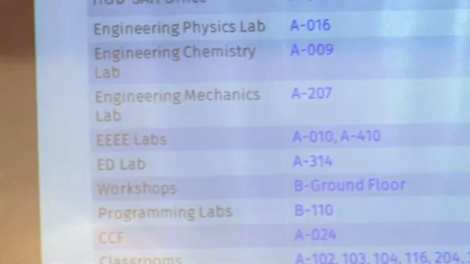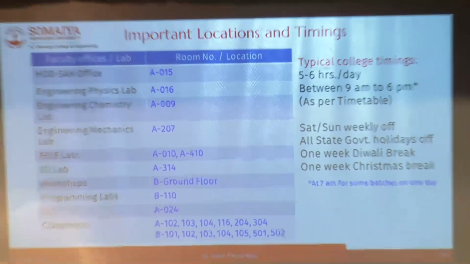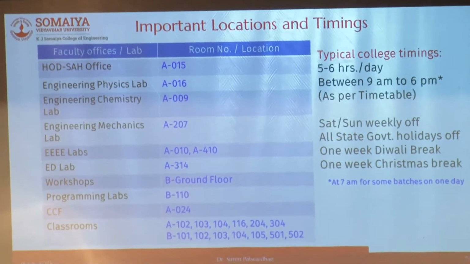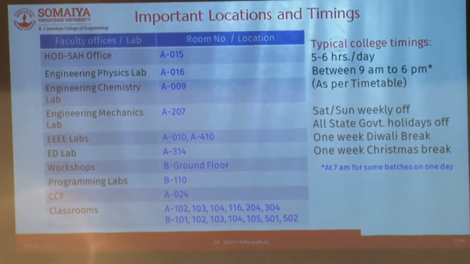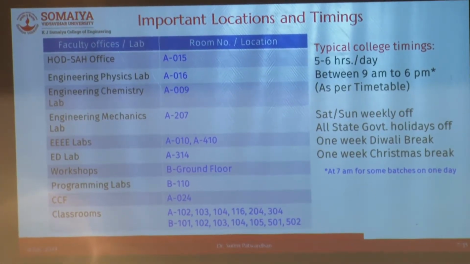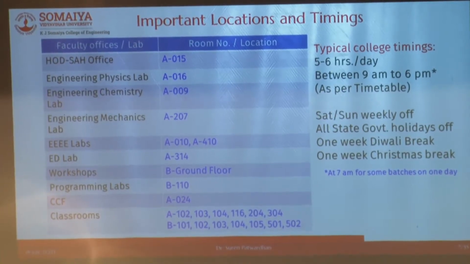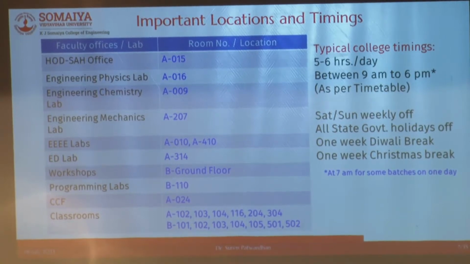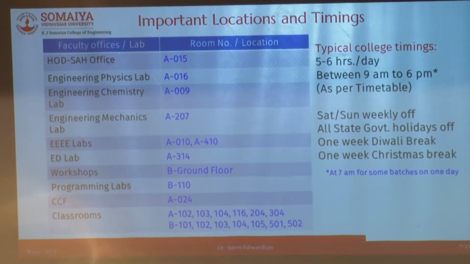So important locations, important offices, classrooms, labs, you can take pictures of them. It's very, very important. A015 is the HOD SAH office, A016 is the physics laboratory. Then A009 is the applied chemistry laboratory. Some of the classrooms are in the Aryabhatta building, the same building, and some are in the Bhaskaracharya building. So B is Bhaskaracharya, A is Aryabhatta. And you can check for labs, EEE, ED, workshop, engineering mechanics lab, and so on.